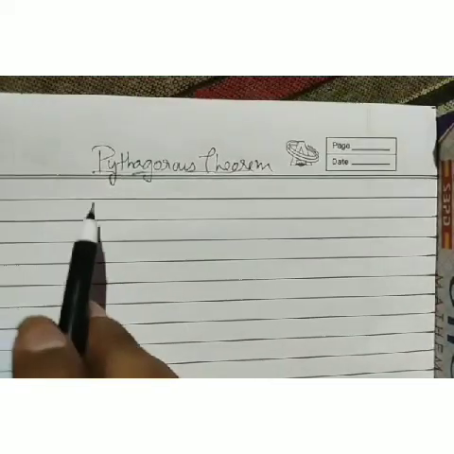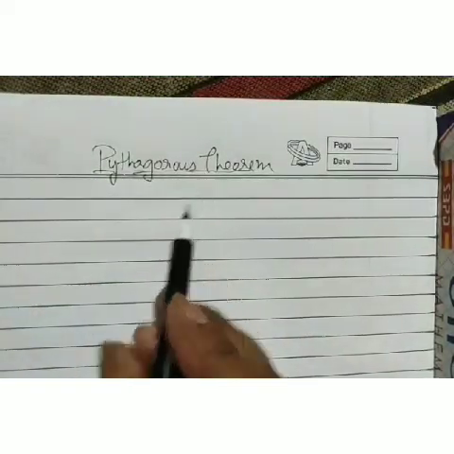Look, in right angle triangles, Pythagoras gives us a very important theorem. What is it? Hypotenuse square equals base square plus perpendicular square. Today we are going to state and prove the Pythagoras theorem. After that we are going to state and prove its converse part. Then we will solve some problems based on it. Now let's start. We are going to state and prove the Pythagoras theorem.